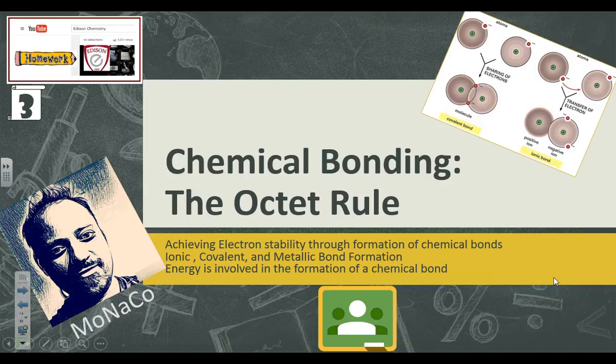Hello. Third homework lecture, the octet rule. We're going to look at how atoms achieve stability through the formation of chemical bonds. Ionic, covalent, and metallic bond formation is covered here. And we're also going to look at how energy is involved in the formation of a chemical bond, or the making and breaking of chemical bonds.